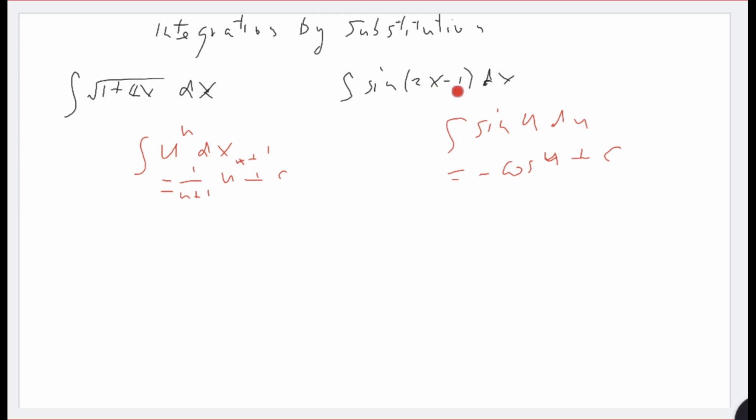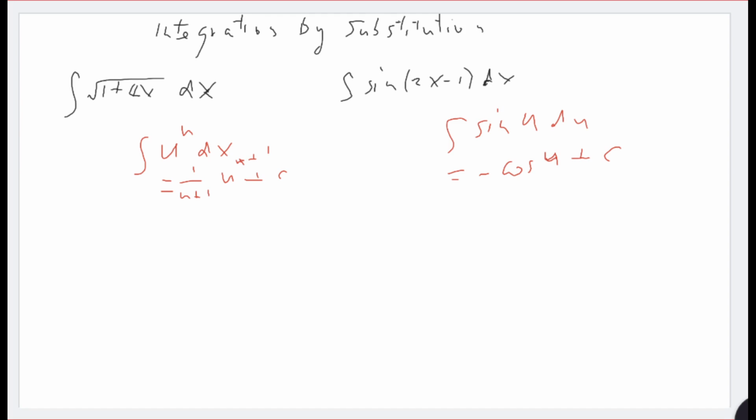Same idea here. With sine of 2x minus 1, there's no direct formula. But if we think of 2x minus 1 as a new variable, say u, we usually use u, and that's why this method is sometimes called u substitution. But anyway, if we think of 2x minus 1 as u, then this would become sine u, just a very simple, basic function that we actually have an integration formula for. All right, so let's actually work out each case just to get the idea of what's going on.